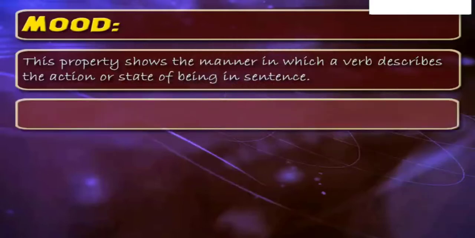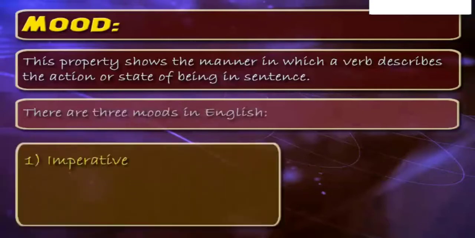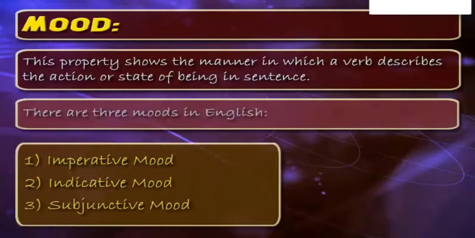There are 3 types of moods in the English language. 1. Imperative mood. 2. Indicative mood. 3. Subjunctive mood. In this module, let us understand about imperative mood.